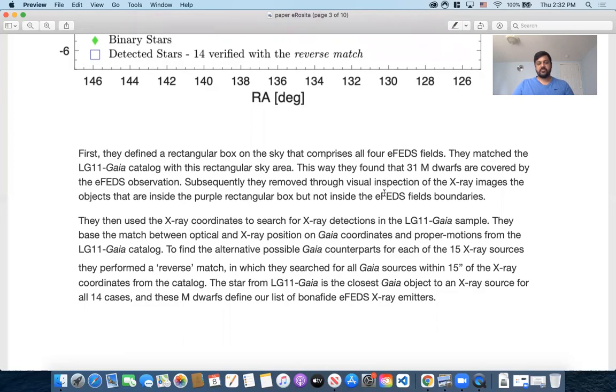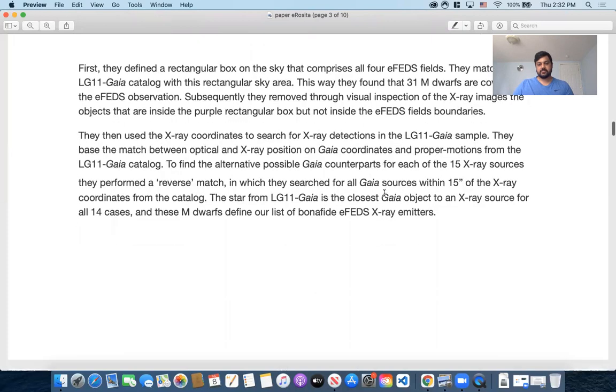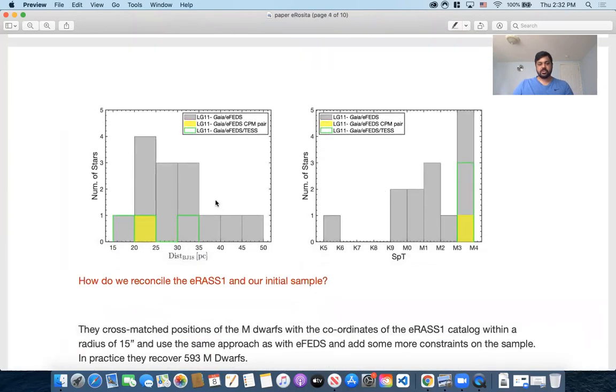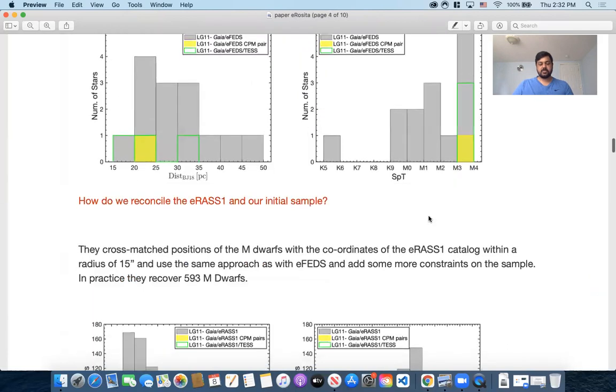The star from LG11 Gaia is the closest Gaia object to an X-ray source for all 14 cases. And these M dwarfs define our list of bona fide EFEDS X-ray emitters. This is the distribution in terms of distances and spectral types for the EFEDS.